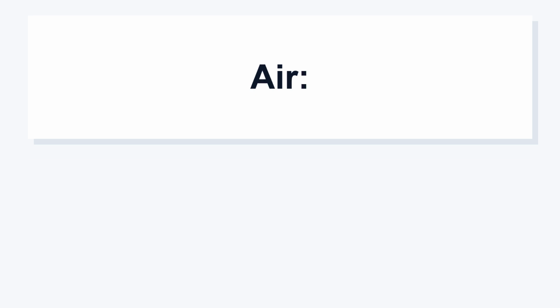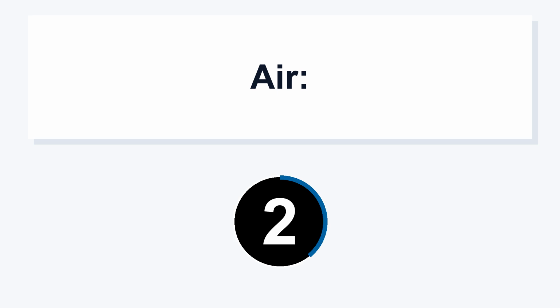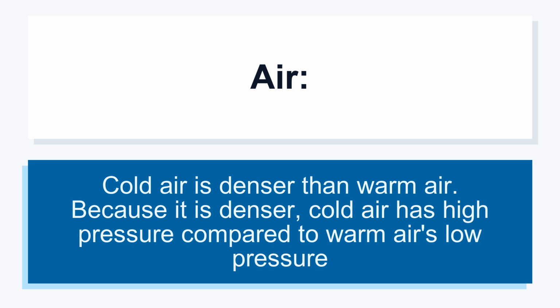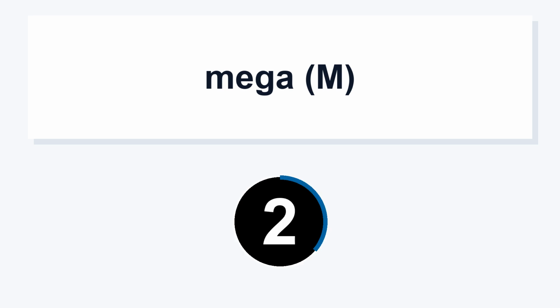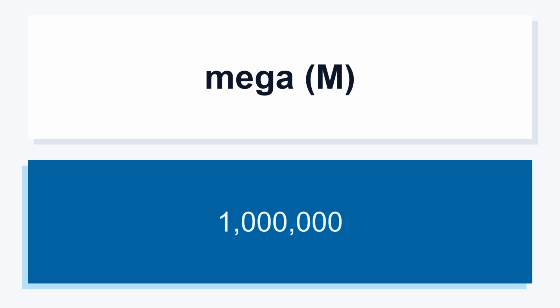Air: cold air is denser than warm air. Because it is denser, cold air has high pressure compared to warm air's low pressure. Mega, M: 1,000,000.